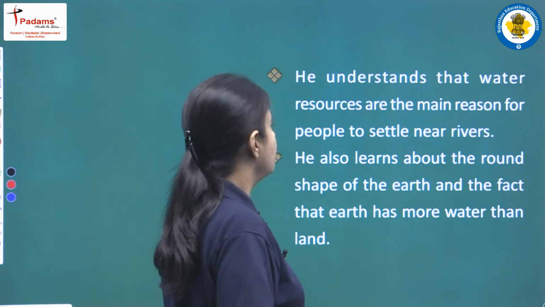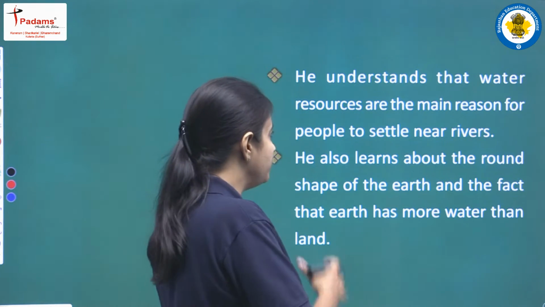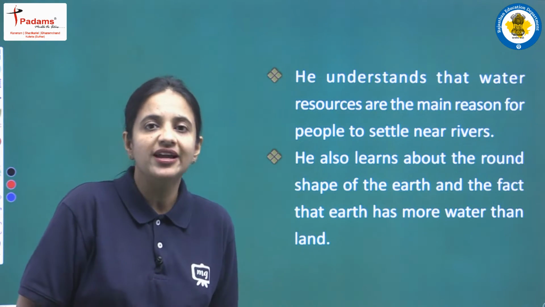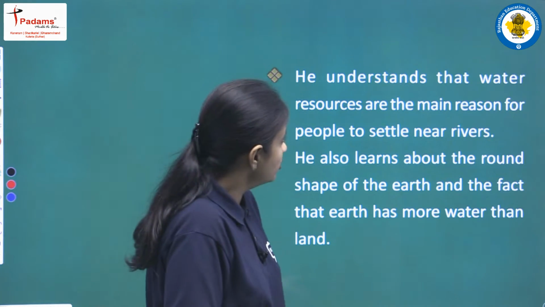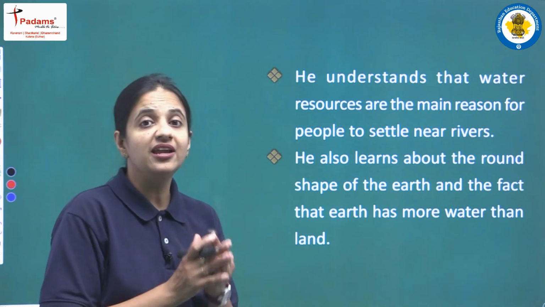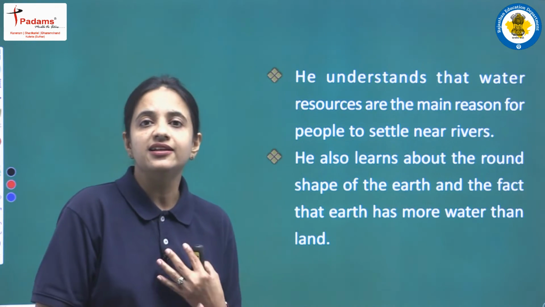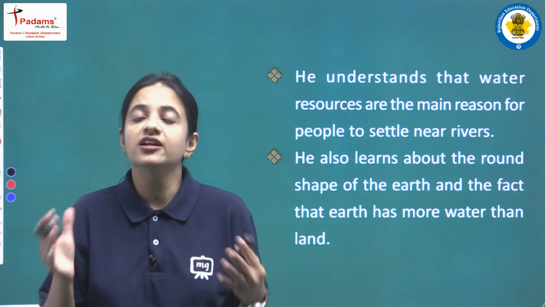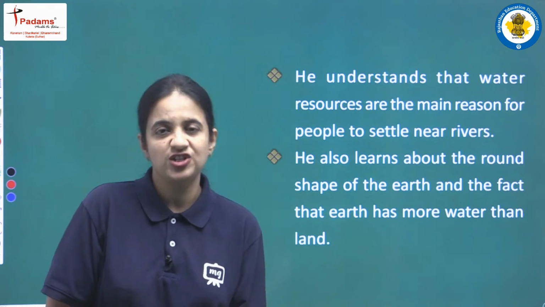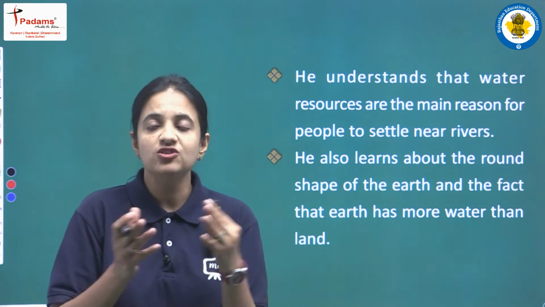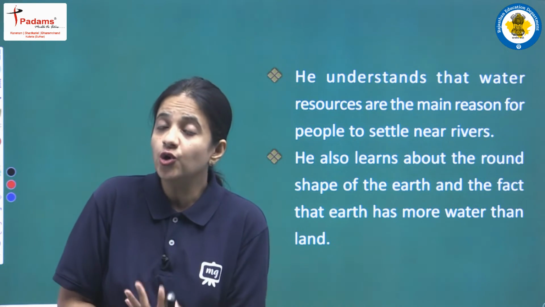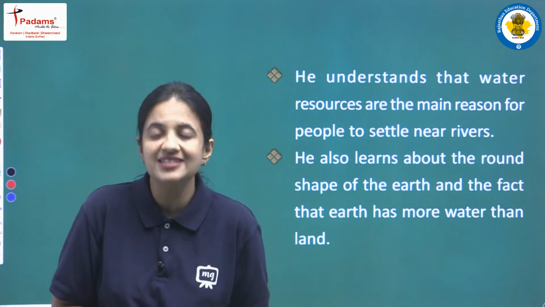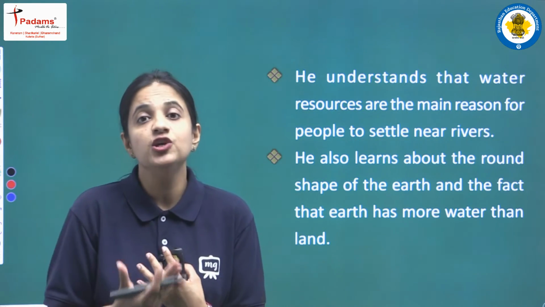He understands that water resources are the main reason for people to settle near rivers. And one more geography fact was clear to the poet: water resources are the main reason for human beings to settle near rivers. It means wherever there are rivers, wherever there are water bodies, near those areas there is a large population and human civilization. Human civilizations grow near the rivers, near the water bodies, because water is the main resource that is required for the development of human beings.